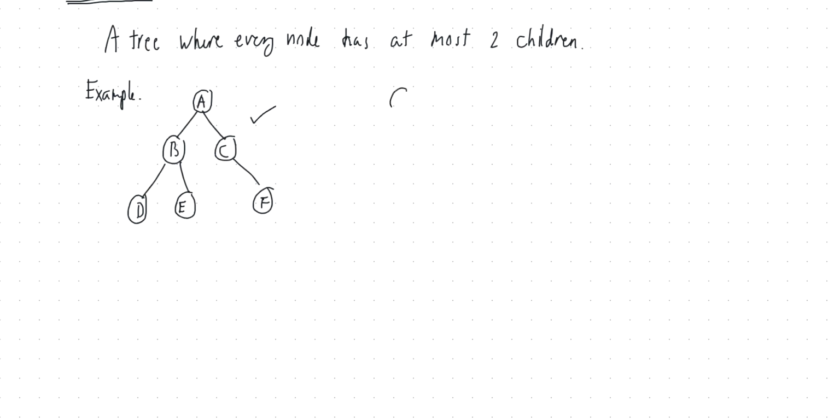Another example would be this, for example. Again, this is a binary tree because A has 1 child and B has no children. Everything is fine. So that is also a binary tree. Another example would be something like this. Again, A has only 1 child, B has only 1 child, C has only 1 child, and D has no children. So this is also a binary tree.